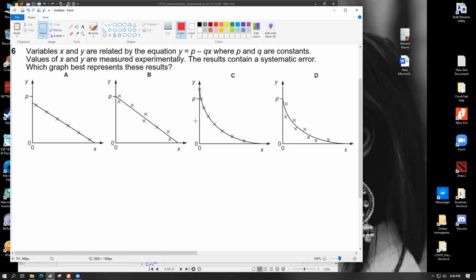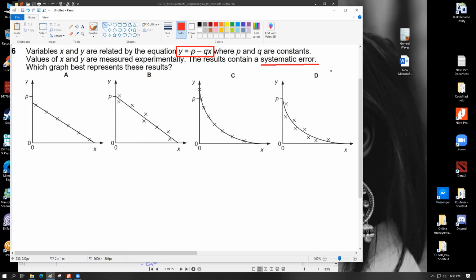Variables x and y are related by the equation y equals p minus qx. Take a very good look at the equation, where p and q are constants. Values of x and y are measured experimentally. The results contain a systematic error. Very important information. The results contain a systematic error. Which graph best represents these results?